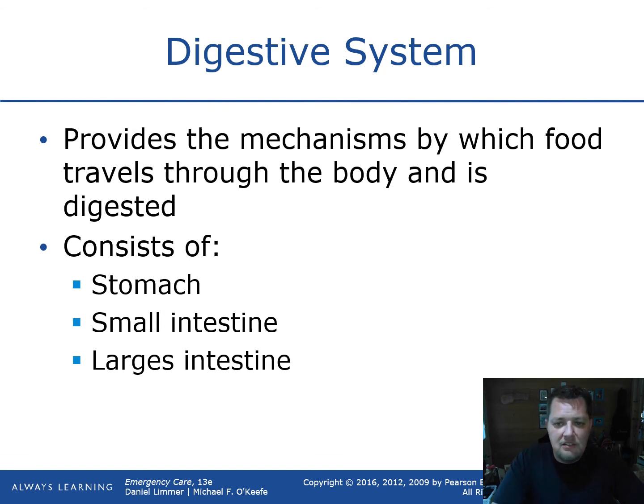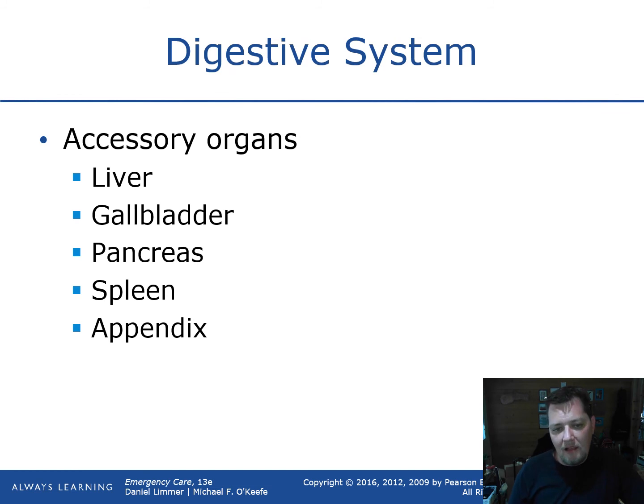Okay, so your digestive system, this provides the mechanisms by which food travels through the body and is digested. It consists of the stomach, the small intestine, the large intestine. You've got your accessory organs as well, your liver, your gallbladder, your pancreas, your spleen, your appendix. All of these accessory organs do something to aid in digestion and the gastrointestinal system.